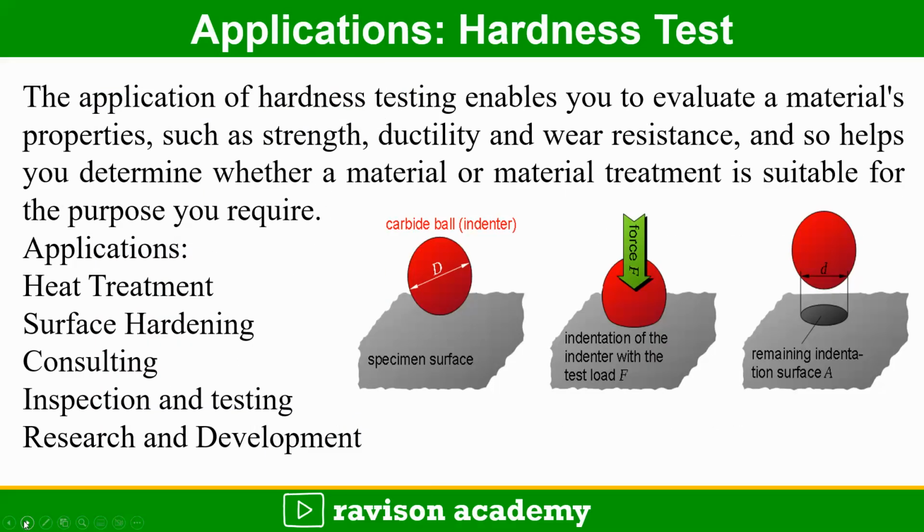So applications of hardness test. Once you know the hardness of the material, we can use the data to research in heat treatment and to do surface hardening characteristics. You can do R&D, inspection, testing. So hardness can be correlated with strength, ductility, wear resistance. Once the hardness is high, you have the high strength and also have the high wear resistance.